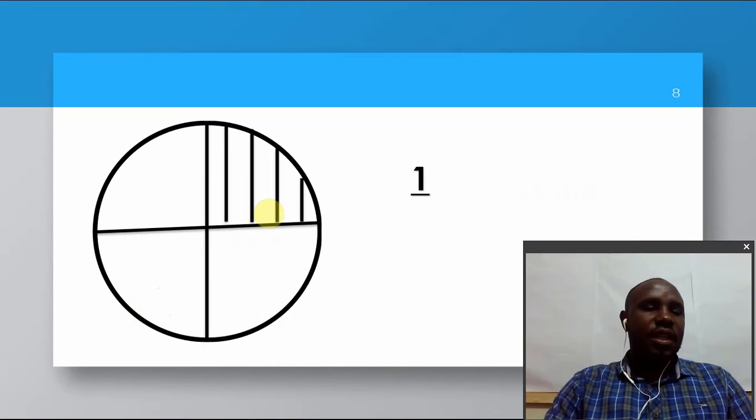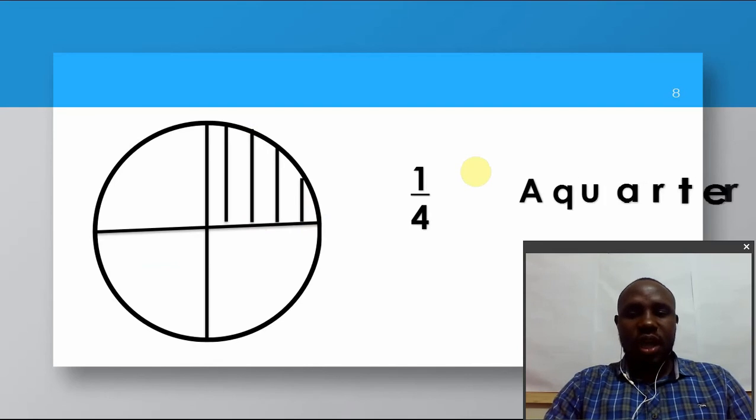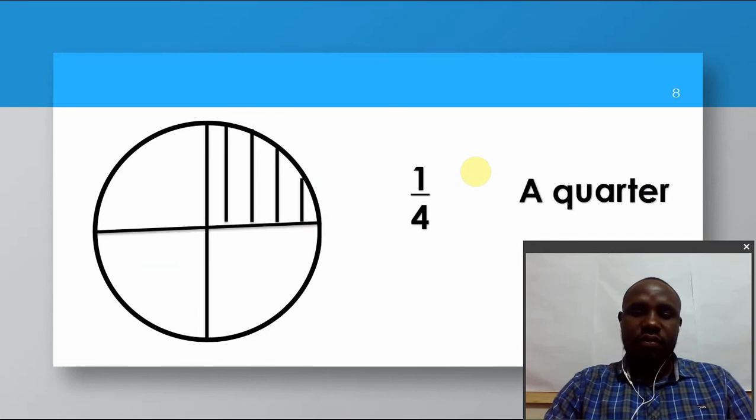So I've shaded one part. How many parts did I have altogether? I had 4 parts. Okay, now I've formed a fraction. What name is given to that fraction? That fraction is called a quarter. That's the fraction that I have now.